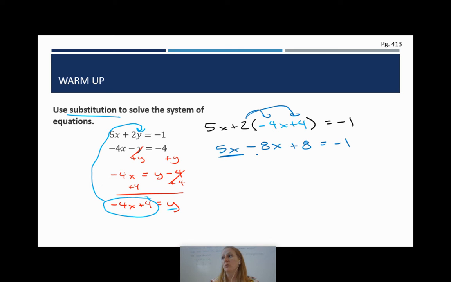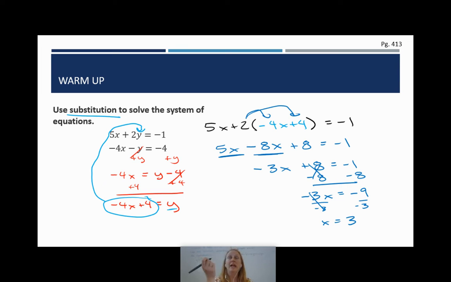I have some like terms here. 5x minus 8x gives me -3x plus 8 equals -1. And we'll go ahead and subtract 8 from both sides. So I have -3x equals, let's see, -1 minus 8 is -9. This is going to work out so well. So I'll divide both sides by a -3. Those will cancel out. -9 divided by -3 gives me a positive 3.